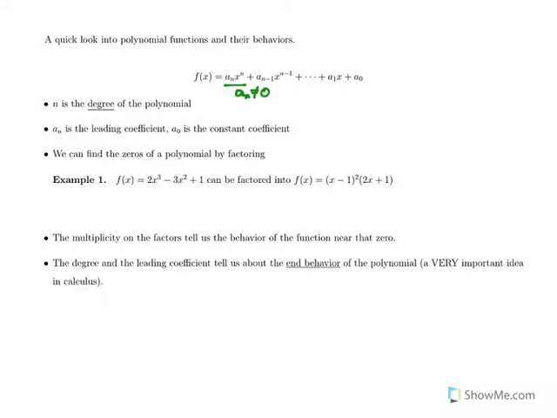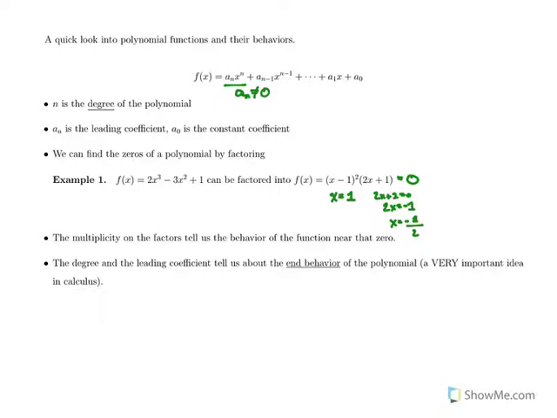So for example, if you have the function 2x cubed minus 3x squared plus 1, that is a degree 3 polynomial. Leading coefficient is 2, constant coefficient is 1. If you factor that, it factors into (x minus 1) squared times (2x plus 1). And if we set this equal to 0, we find the zeros of the polynomial: x equals 1, and 2x plus 1 equals 0. That's 2x equals negative 1. That's x equals negative 1 half. And those are the zeros of our polynomial.